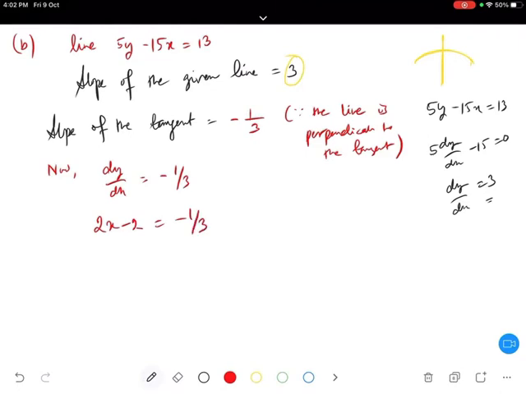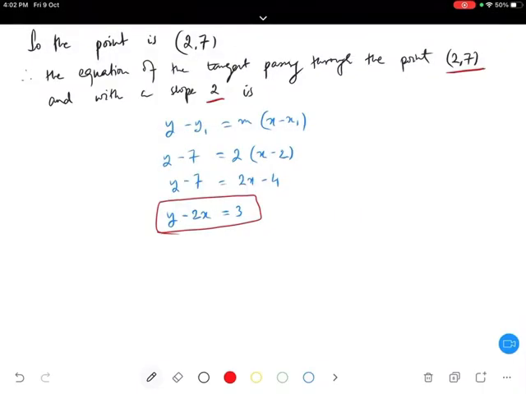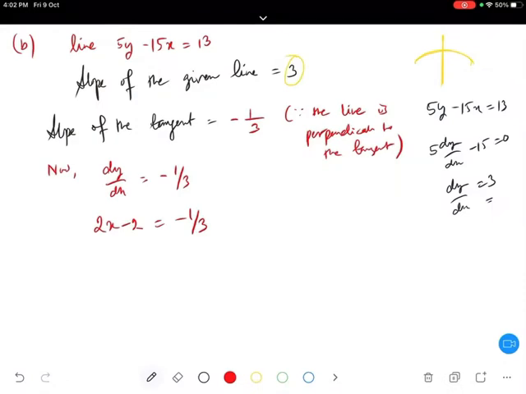Let me see, one second. Yes, that is it. So let us do it fast. 2x is equal to 2 minus 1 by 3, that is coming out to be 5 by 3. Therefore x is equal to 5 by 6. So x we are getting as 5 by 6.